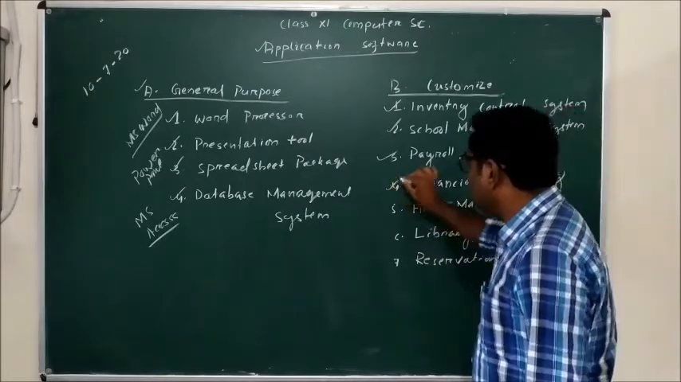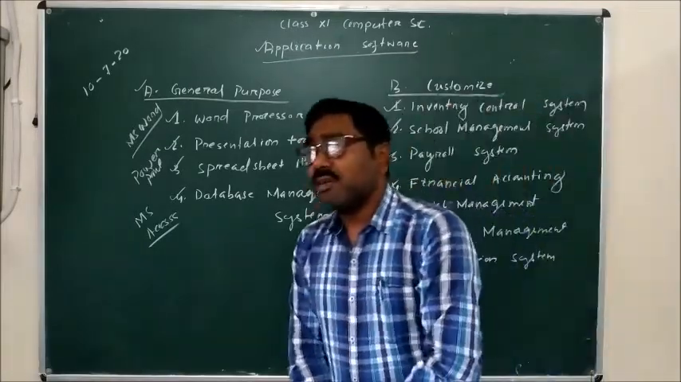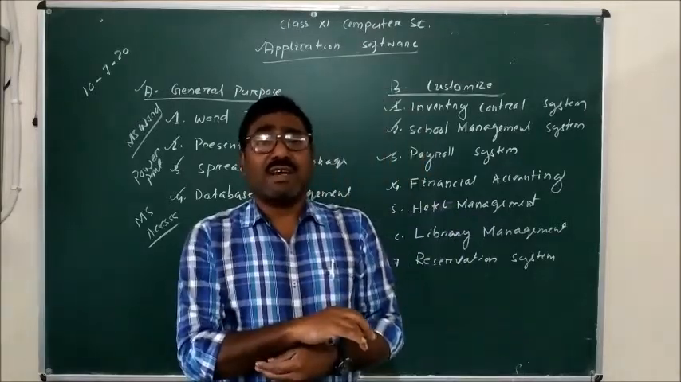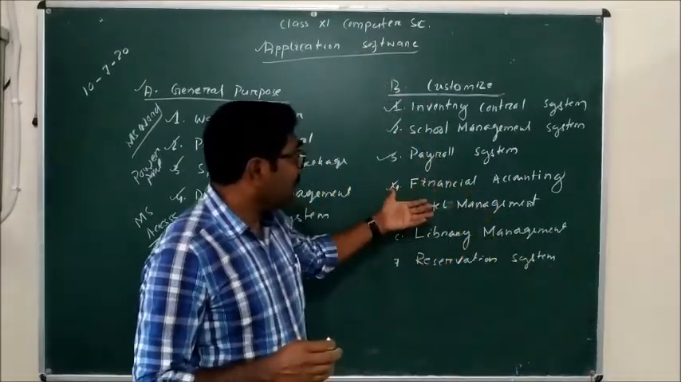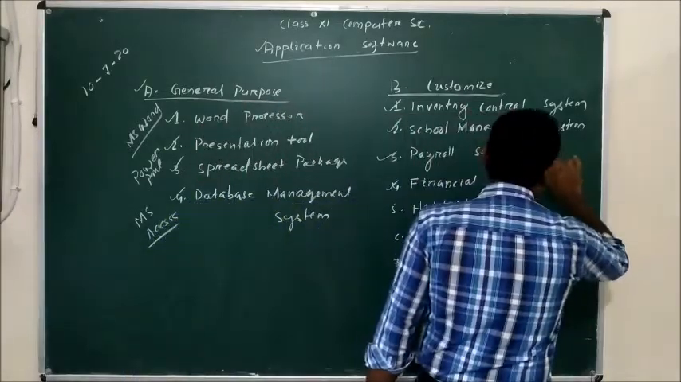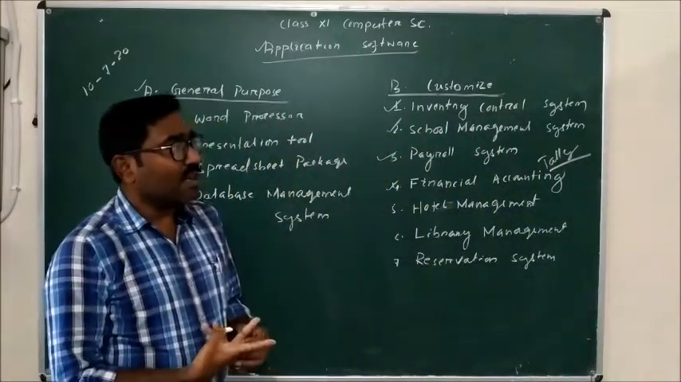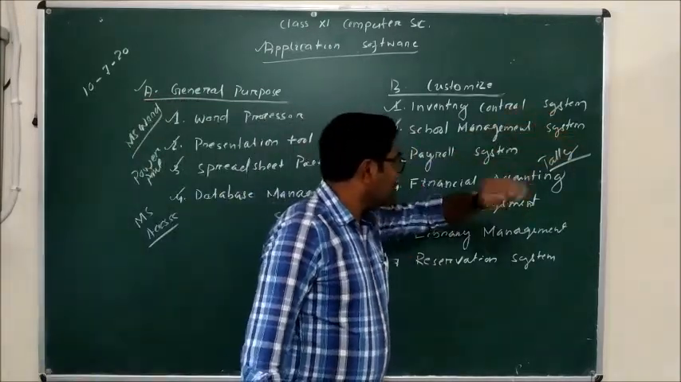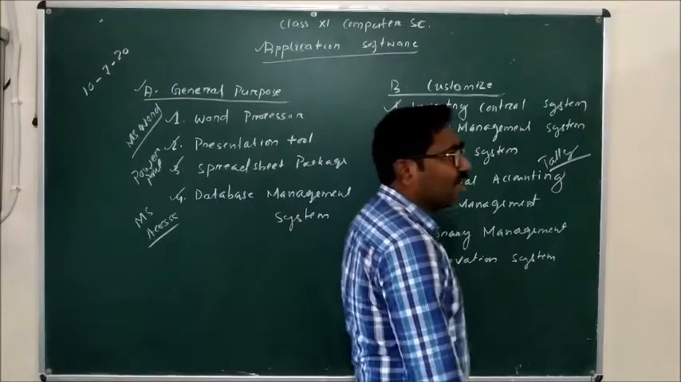Next is the financial accounting system, or financial accounting management, as it is also called. This kind of software is used for financial calculation or financial accounting, creating ledgers, creating cash books. All those things are maintained through your financial accounting system. The most commonly used financial accounting system is Tally. You must have heard the word Tally or software Tally. This is the commonly used financial accounting system.